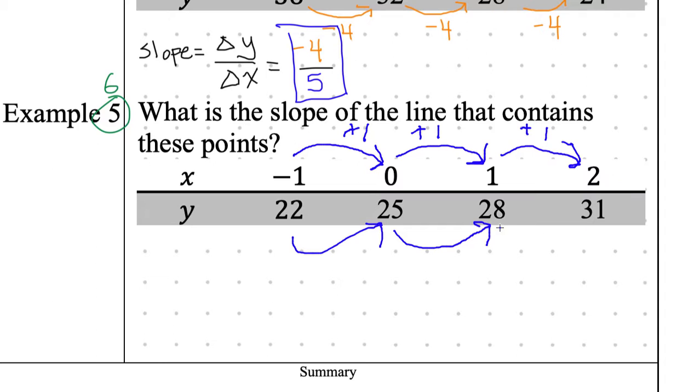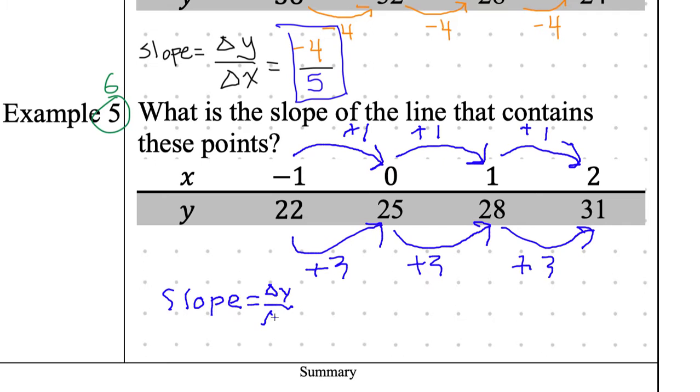Excuse my bad handwriting. So this would be +3, +3, +3, and then we have to write out our slope equals delta y over delta x, which is the change in y above the change in x, and we see that our change in y is positive 3 and our change in x is positive 1, so it'll just be 3 over 1, which is really just 3. And box your answer.